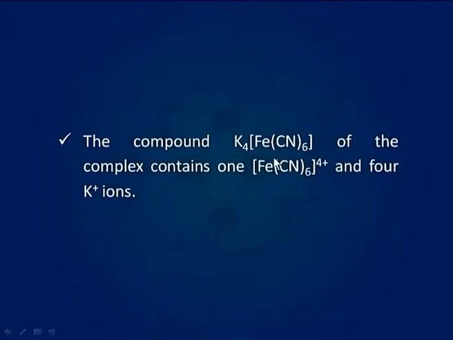A complex or coordination compound is a compound consisting either of complex ions and other ions of opposite charge or of a neutral complex species. For example, the compound K4[Fe(CN)6] contains one [Fe(CN)6]4- and 4 K+ ions.